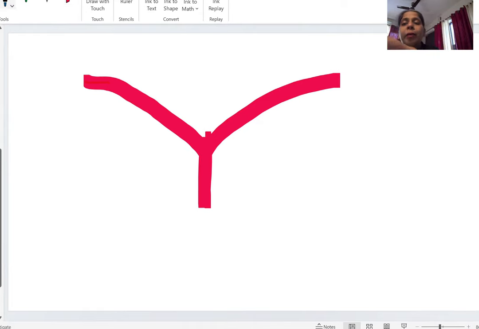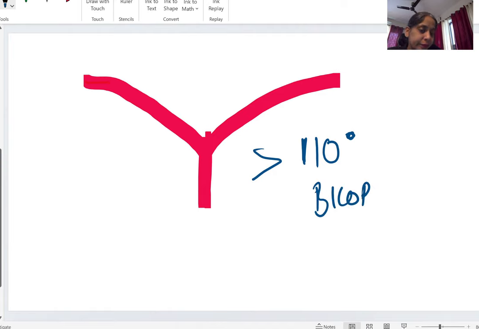If you have any problem, then you can extend your angle up till 110 degree also. More than 110 degree is bicornuate. Is it clear? Is it clear, Dr. Muhammad?